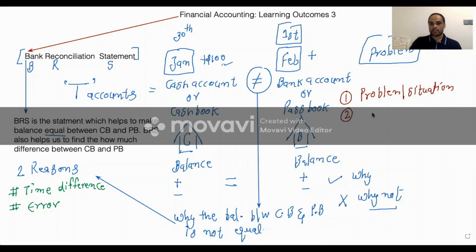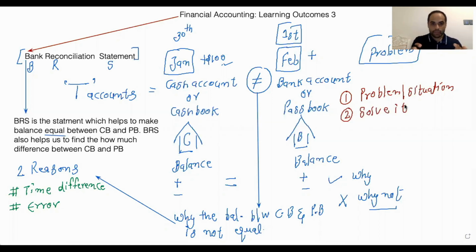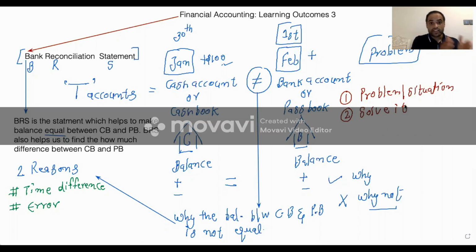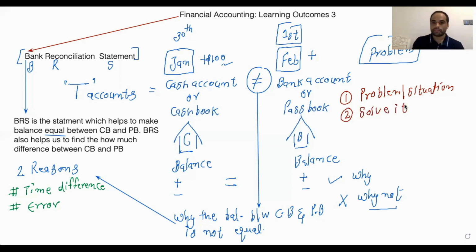Second thing, solve the problem. We find what is the problem, why balance is not equal, because of these reasons. Let's say you deposit right now, but the bank hasn't accepted it right now. So that's the problem. That's the situation which leads to the difference between cash book and passbook. Second step is solve it. So now there is a difference. How can we solve these problems? I'll teach you how to solve it.